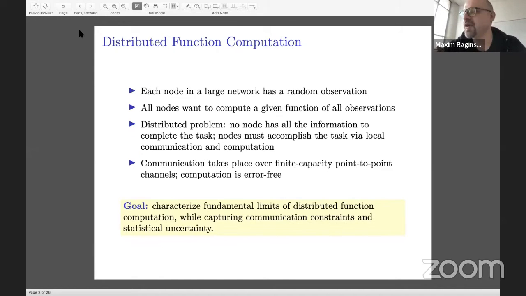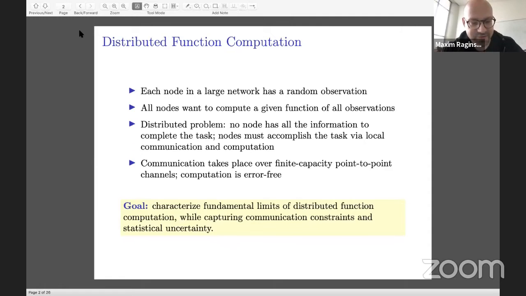And again, taking into account communication restrictions and related things, there are going to be limitations on how well this function can be computed, whether it's time, error, energy, etc. Here we're going to assume the communication takes place over finite capacity point-to-point channels, and the computation at the nodes is error-free. So the effect of computation at the nodes is considered negligible, and we're looking at the impact of the fact that the channels are capacity limited, and the fact that each node has a private observation and therefore has a lot of uncertainty about the value of the function initially before the process starts.